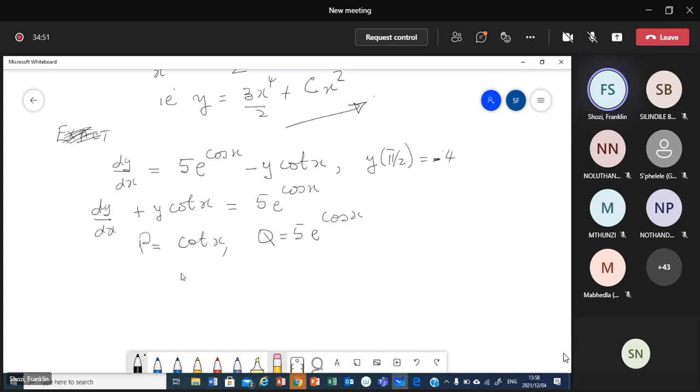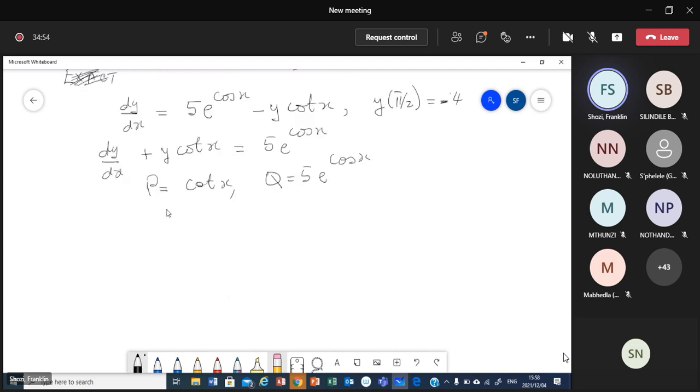Having noticed that, find the integral of P. The integral of cot x dx is equal to cos x over sine x dx. That is cot, because tan is sine over cos, so cot is the reciprocal of that. The denominator is sine x, and differentiating sine x gives me cos x directly. So the answer is ln of sine x.